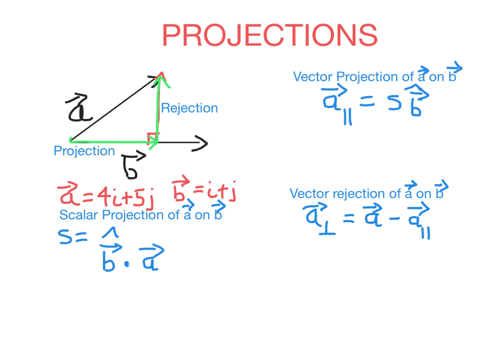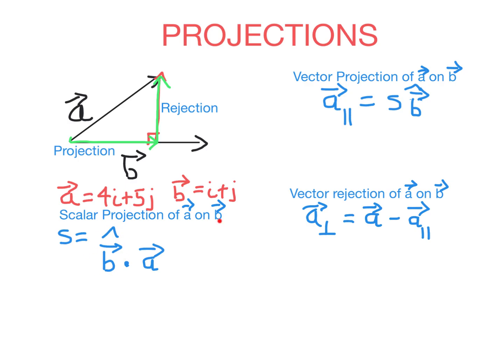So let's start by looking at an example. We have A equals 4i plus 5j, and B is the vector i plus j. We first calculate the scalar projection of A on B according to this formula. So just make sure you get the A's and B's the right way around. The vector onto which you are projecting is the one for which you find the unit vector.